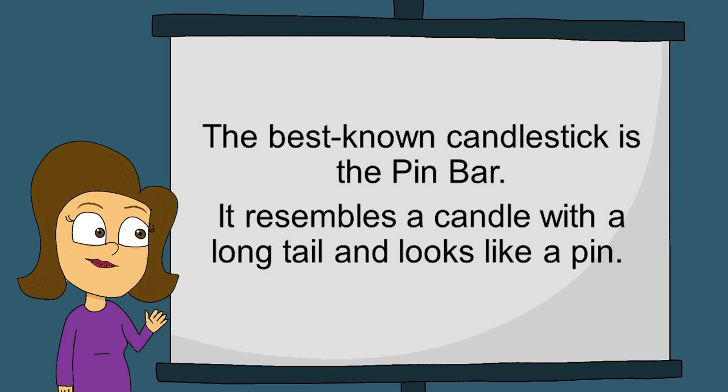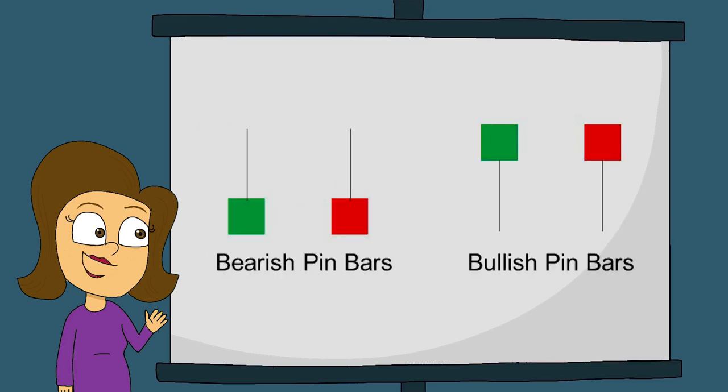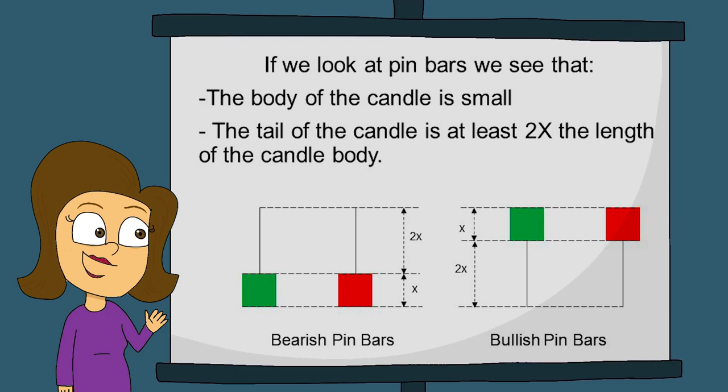It resembles a candle with a long tail and looks like a pin. There are bearish pin bars and bullish pin bars. If we look at pin bars, we see that the body of the candle is small and the tail of the candle is at least 2 times the length of the candle body.